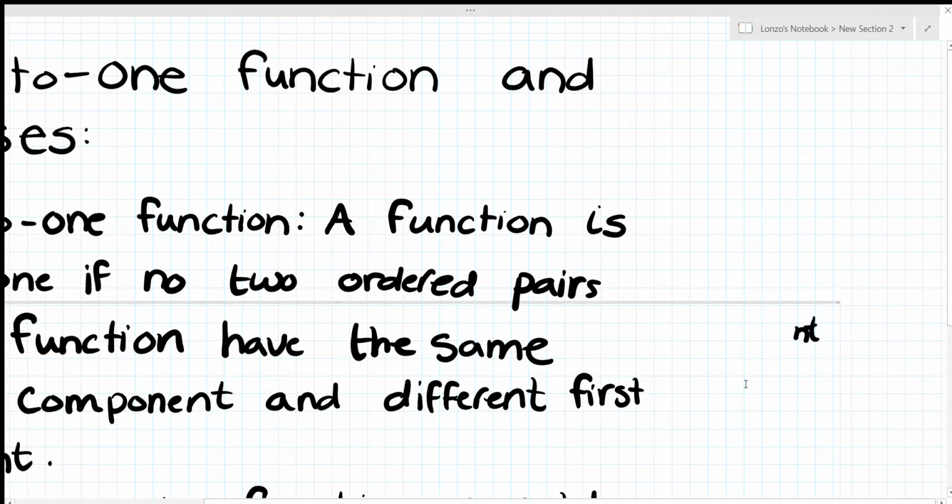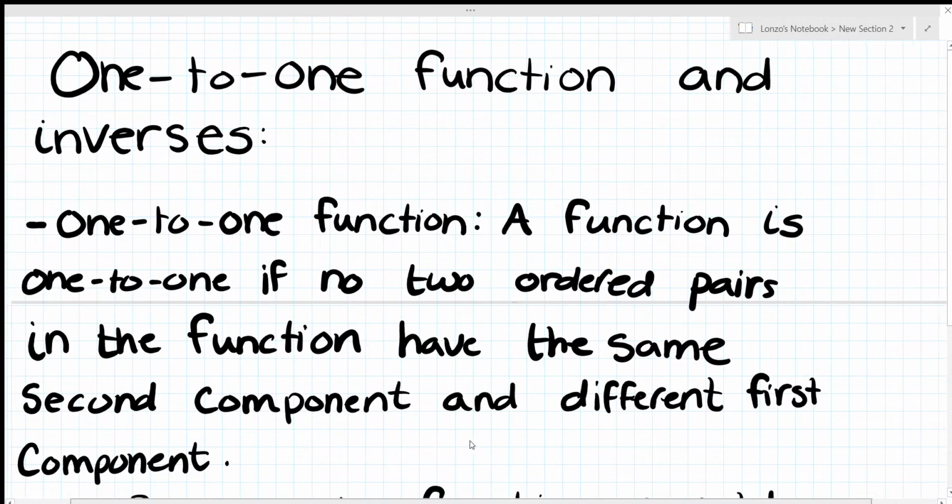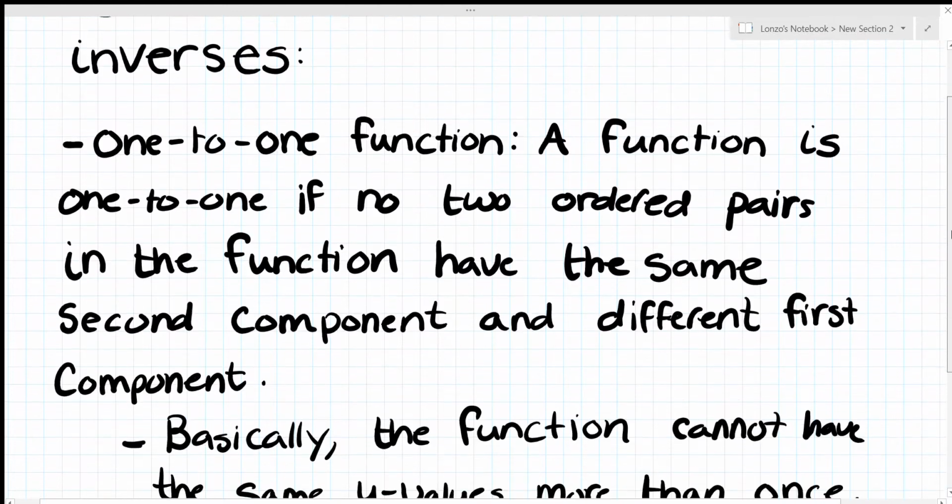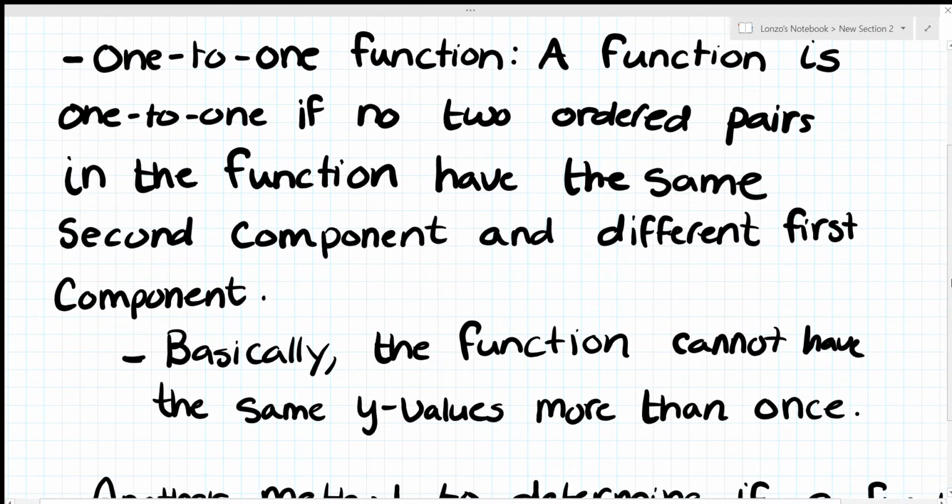One-to-one functions and inverses. A function is one-to-one if no two ordered pairs in the function have the same second component and different first component. What that basically means is the function cannot have the same y values more than once. So that's pretty much what a one-to-one function is.